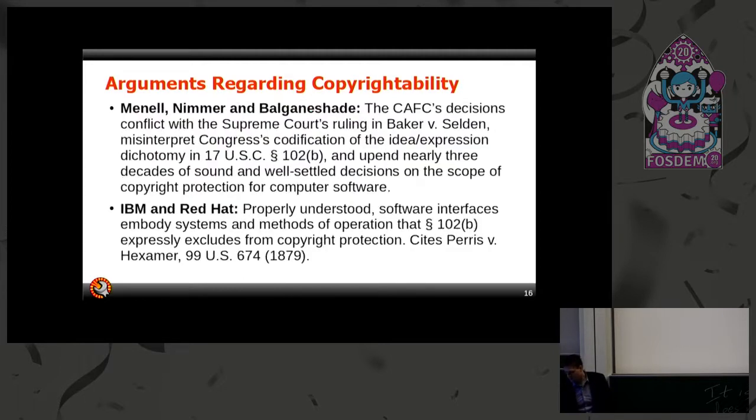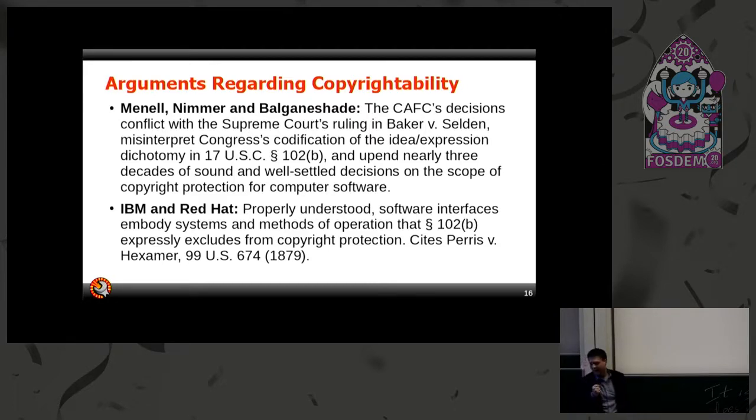Also notable on arguments regarding copyrightability is the one by Nimmer and Balganesh. I don't know how to pronounce that. A lot of you may not know, there is a famous treatise called Nimmer on Copyright. It gets quoted by courts all the time. This Nimmer, it was actually his dad who started it, but he's been writing that treatise since 1985. So when people quote Nimmer on Copyright, that is that Nimmer. And he also said, you know what, this is not correct under the copyright statute. It's like if Kernighan weighs in on C. It's that heavy a weight.